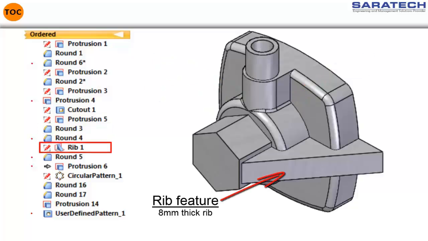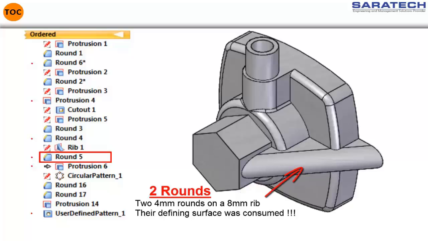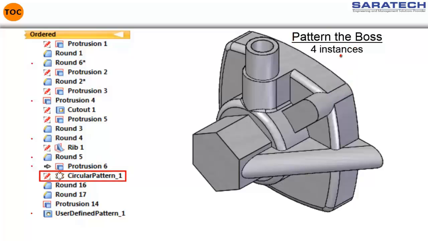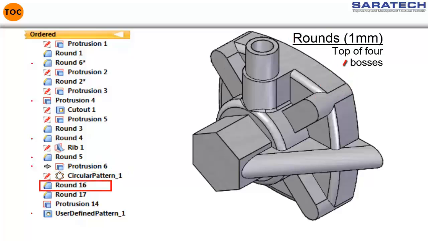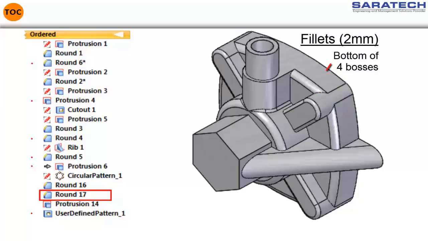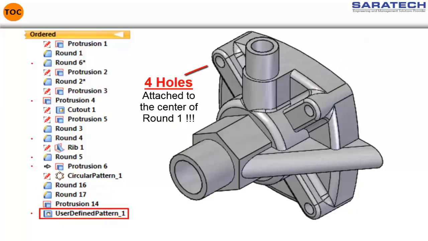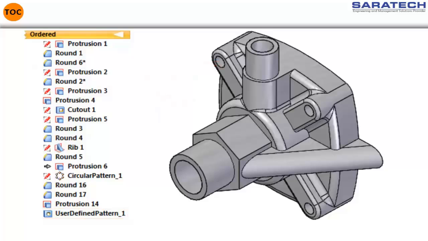Note that the rib is 8 mm wide. The next feature, two 4 mm rounds, completely removes the defining surface. Here the designer uses a derived edge to define a new feature. And finally, the attachment holes are aligned to the center of the feature created by the protrusion number 6.